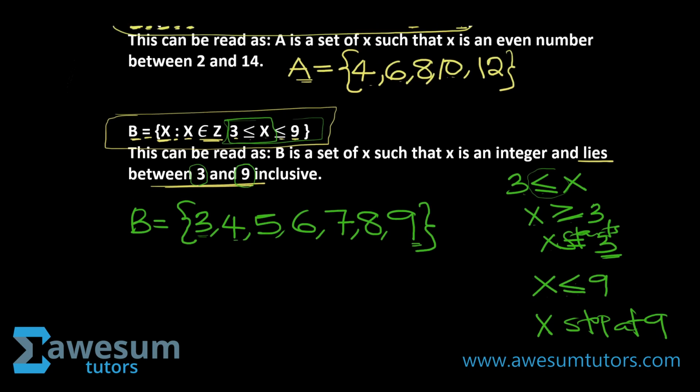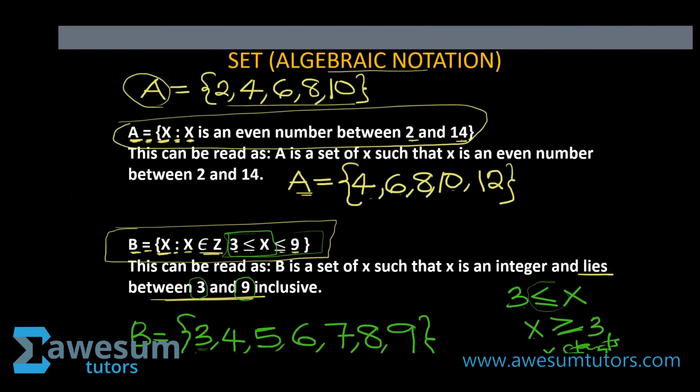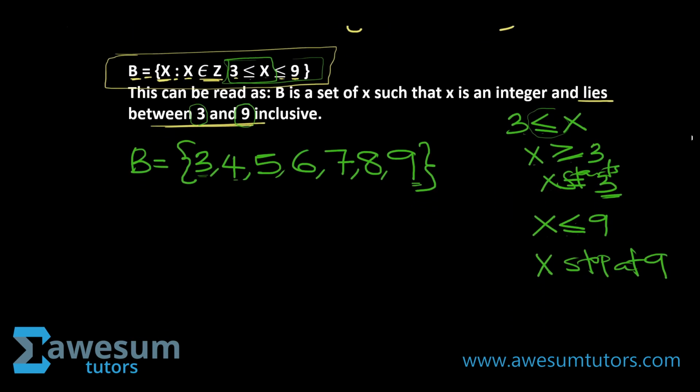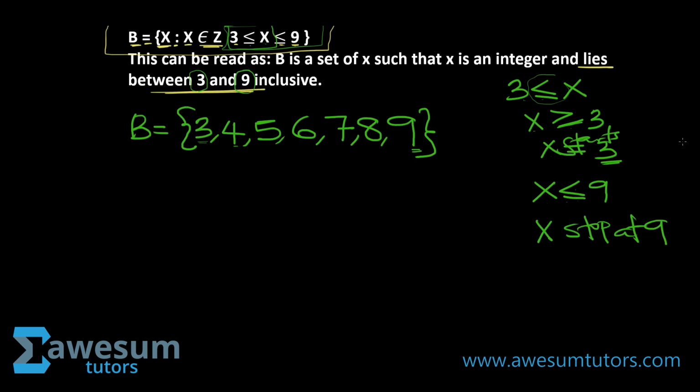Okay. Unlike this first example that says even numbers between 2 and 14. Between means that 2 and 14 will not be included because there is no word that says inclusive, right? You must always watch out for that word that says inclusive, right? So that is not included. So we are not going to include 2 and 14 in that. I hope you understand this concept, guys.